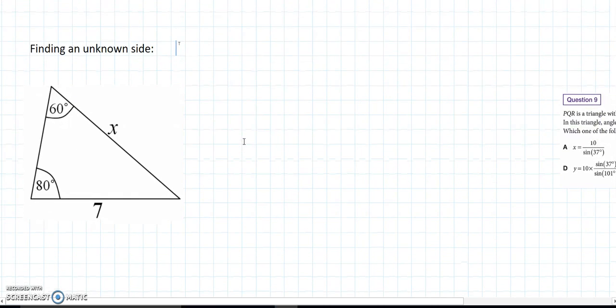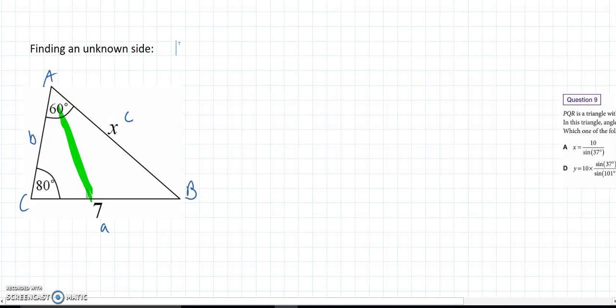Alright, a couple of examples. Here, label the sides. A, B, C for the points, little a, little b, little c. Then we're looking for pairs that are opposite each other. Here's a pair we know, as in we know both sides of the pair, and a pair we half know. Alright, so then let's look at the A and the C pair. So the formula we would use is a over sine A equals c over sine C. And as long as we know three of those letters, we can solve for the fourth.